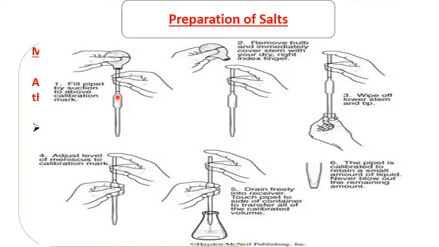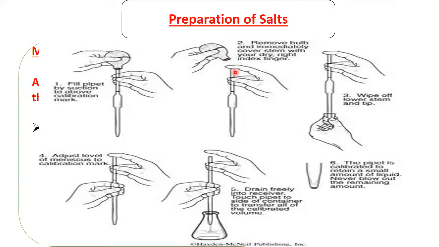The other type of pipette which doesn't have the bulb, you have to put your mouth here and you suck the liquid with your mouth. Once you have the liquid here, what you have to do is to remove the bulb and put your index finger, which is step 2. You put your index finger on top. If you have removed your mouth, in case you're using your mouth, you have to put your index finger on top.